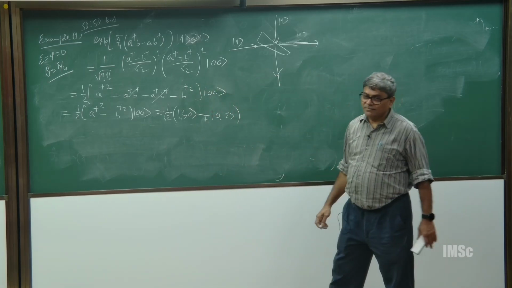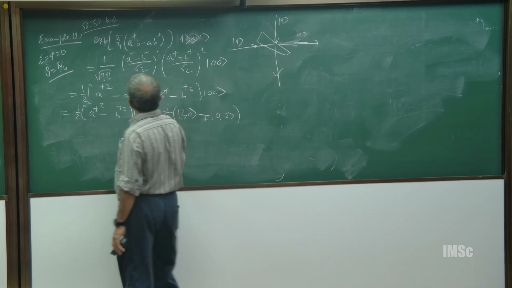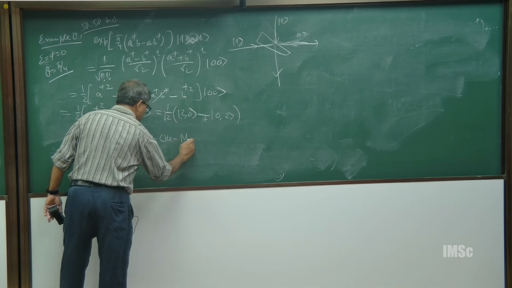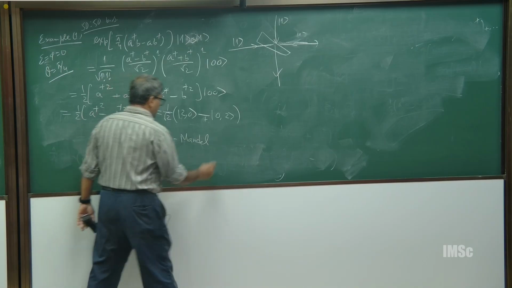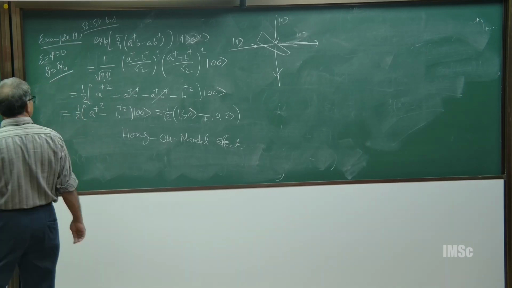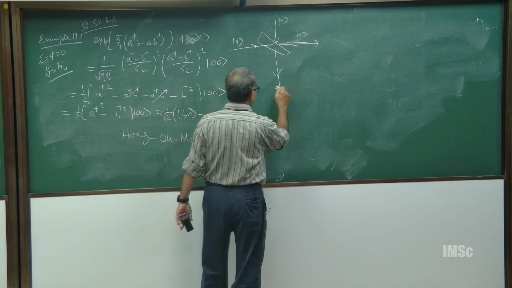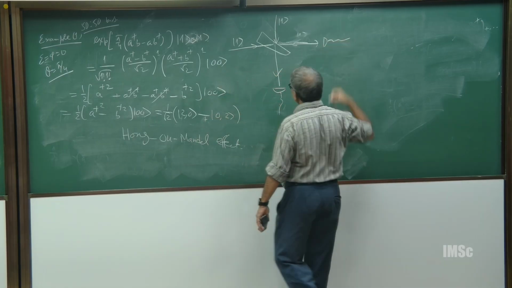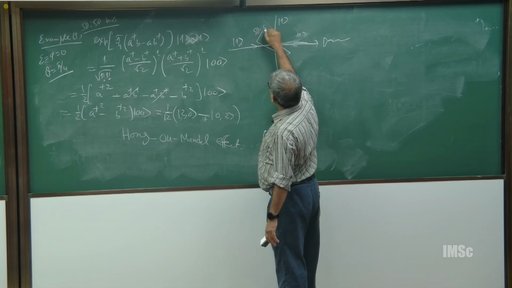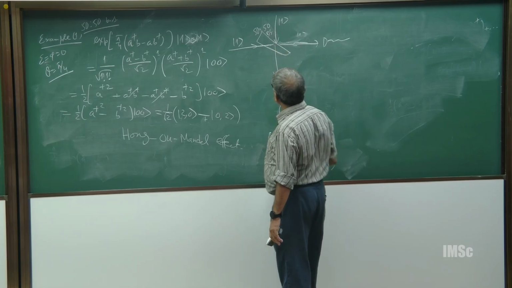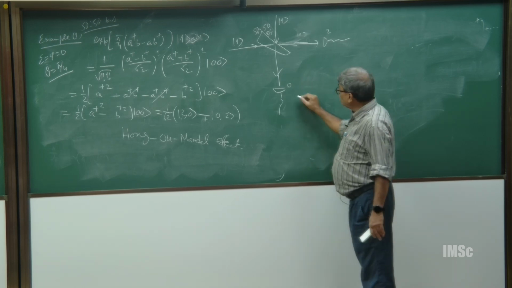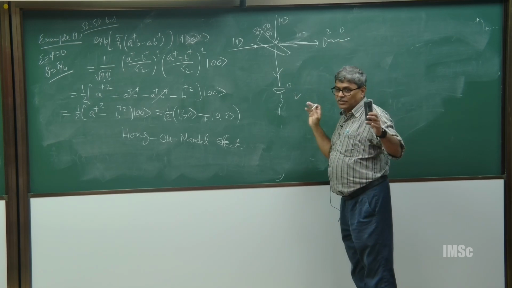This is called the Hong-Ou-Mandel effect. Some people call it the HOM dip also. So, what does it mean? It means that if I put a photo detector here and a photo detector here, then for this 50-50 beam splitter, you can detect either 2 photons here and no photon here, or 2 photons here and no photon here. There is nothing in between.